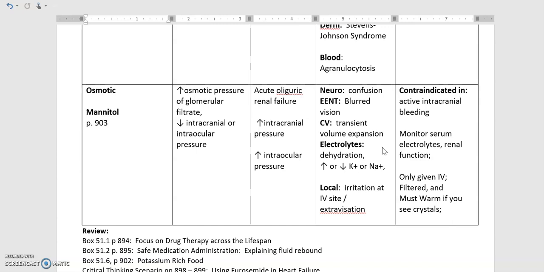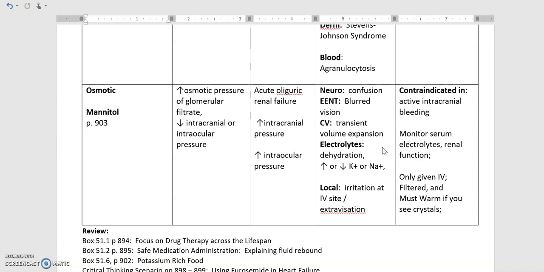Mannitol is particularly irritating to the vein, and so you may have some irritation at the IV site, and if the IV infiltrates, you can have extravasation. The time you would not give mannitol to a patient who has increased intracranial pressure would be if that increase in their pressure is related to active intracranial bleeding.